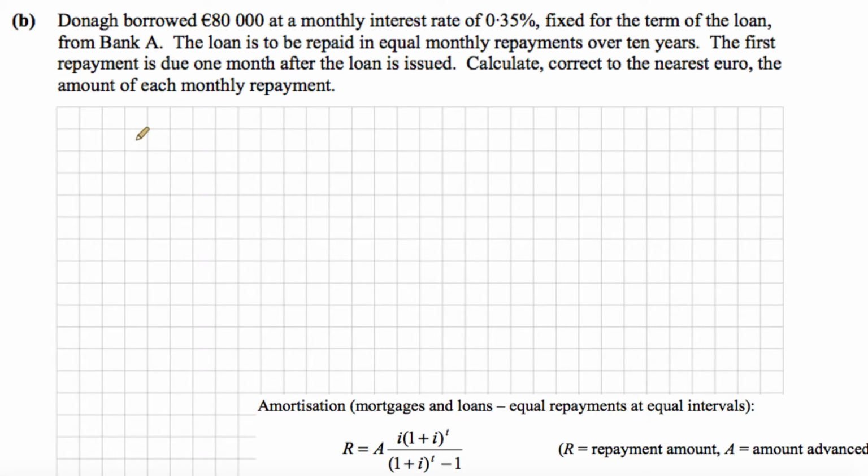Part B, Donna borrowed €80,000 at a monthly interest rate of 0.35%, fixed for the term of the loan, from Bank A. The loan is to be repaid in equal monthly repayments over 10 years. The first repayment is due 1 month after the loan is issued. Calculate, correct to the nearest euro, the amount of each monthly payment. Okay, so again, I've taken the formula from the tables book. This is for mortgages and loans, equal repayments at equal intervals, and it calculates the repayment amount. So I'm going to substitute into this.